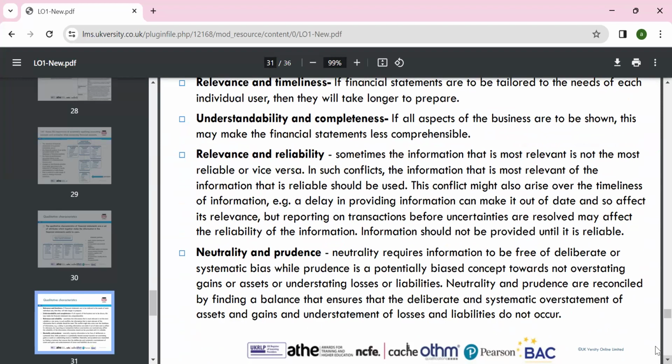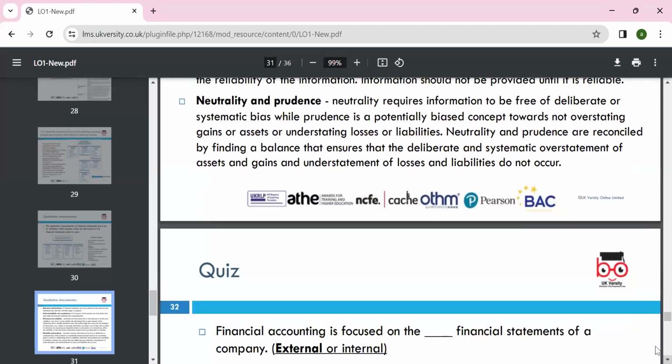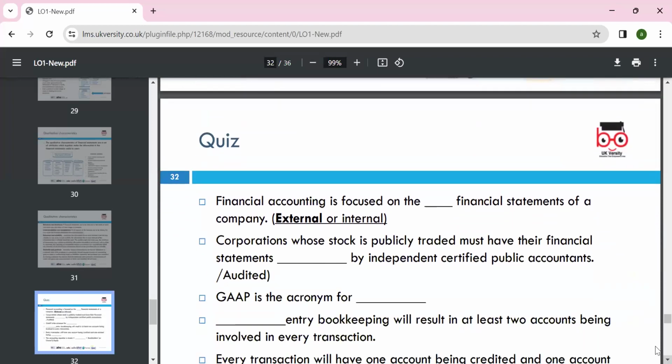There should be reliability, which we call true and fair. The information should be neutral and prudent, neutrality being required. The information should be free from deliberate errors and systematic errors, and these need to be designed out and properly presented. Okay, so then we have these.